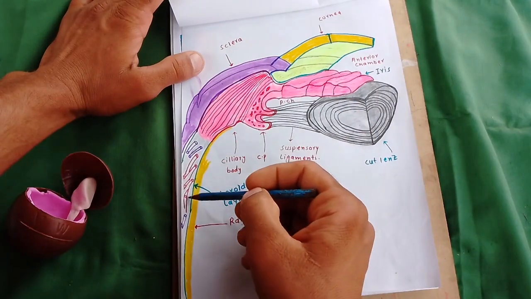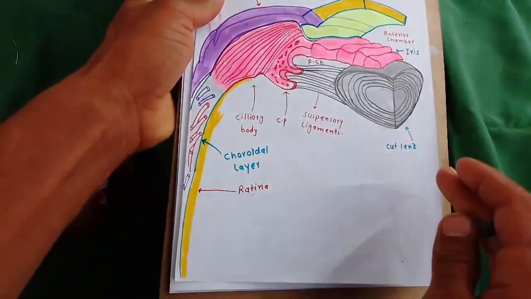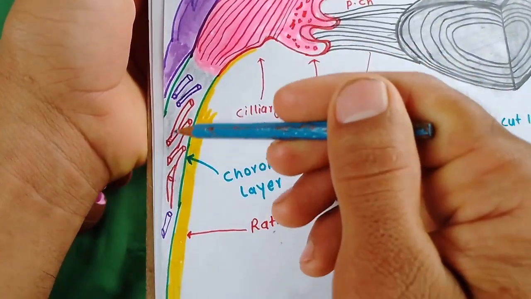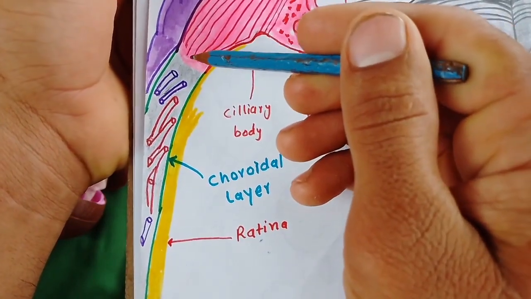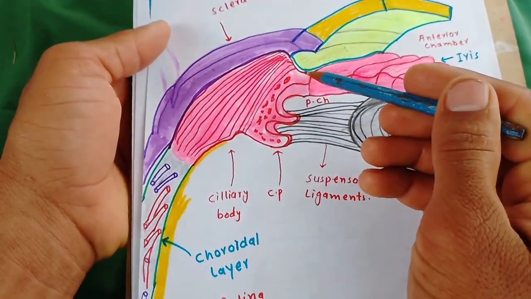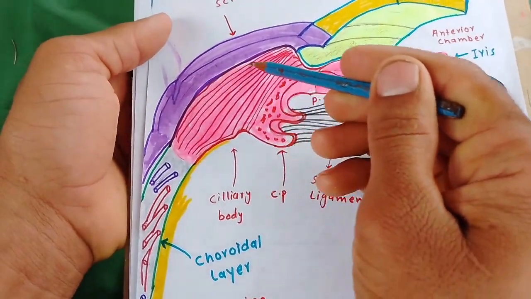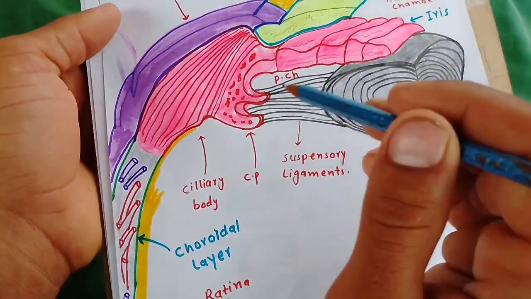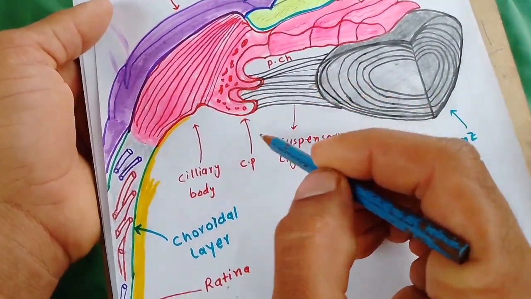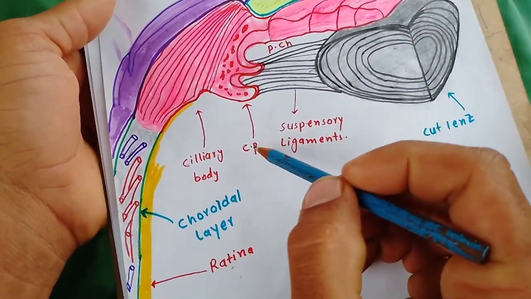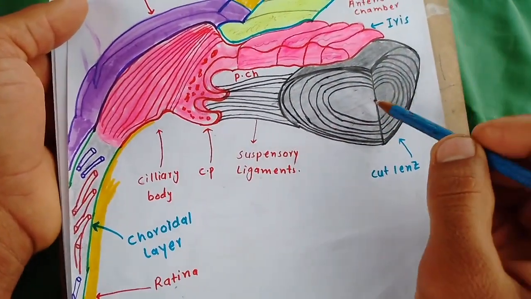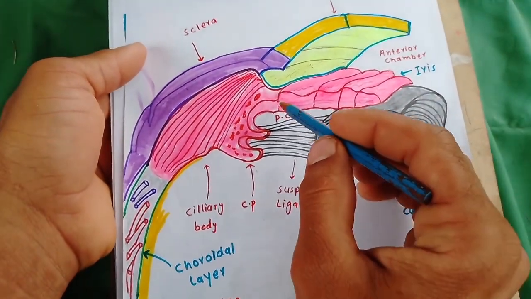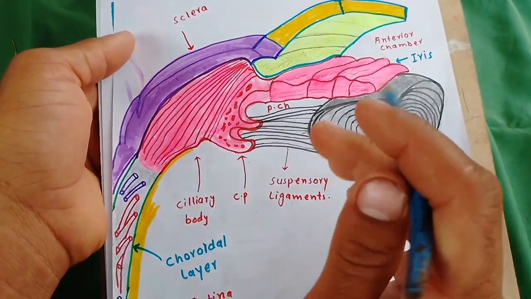This is the sclera, and these are the blood vessels. This is the choroidal layer, and this is the ciliary body. From this point up to this point, this whole structure is called the ciliary body. It consists of longitudinal muscle. This process is called the ciliary process. Ciliary body, ciliary process, suspensory ligament, and this is the lens.